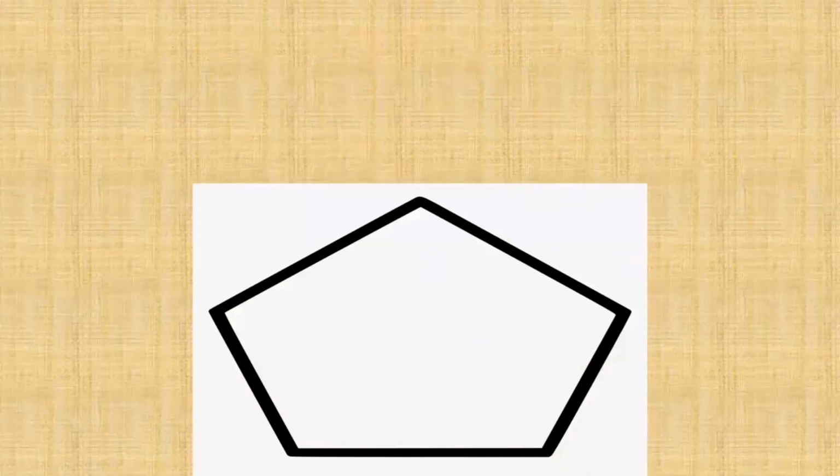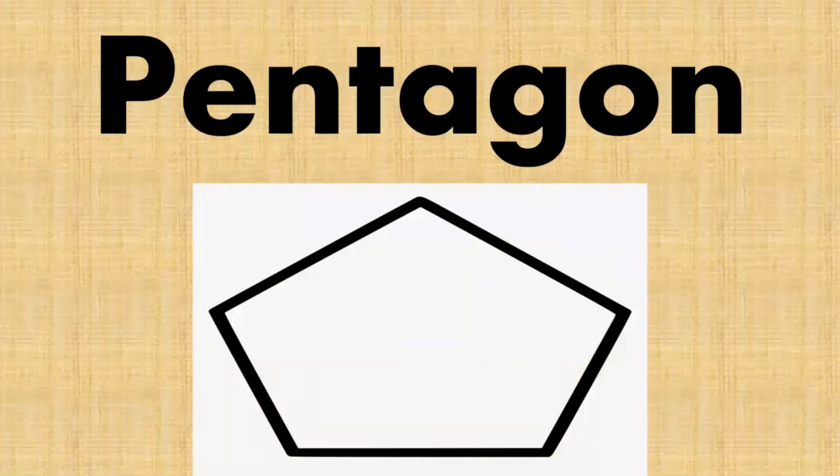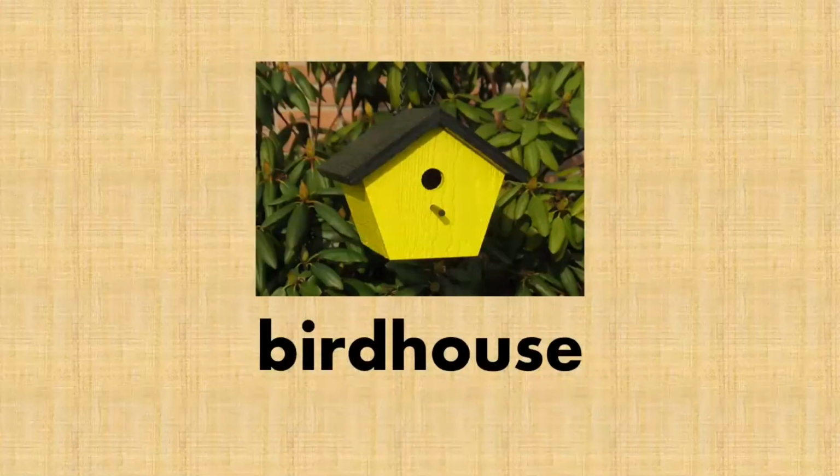Next one, there's another example here. Let's count the sides. We have 1, 2, 3, 4, 5 sides. And this one is called pentagon. Pentagon. Okay, let's spell pentagon together. P-E-N-T-A-G-O-N. An example of pentagon here, pentagon object is a birdhouse. Look, it has 5 sides. This birdhouse is shaped as a pentagon shape.